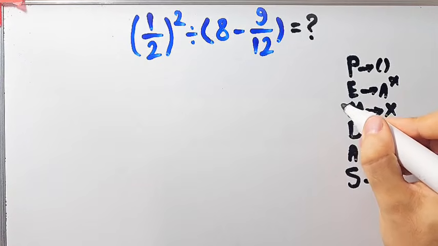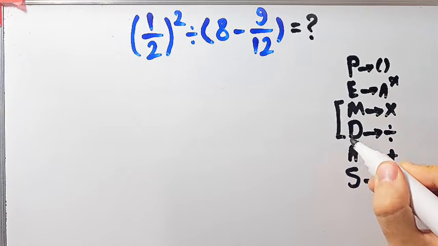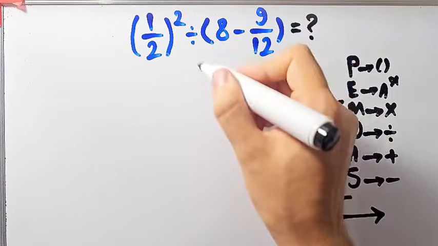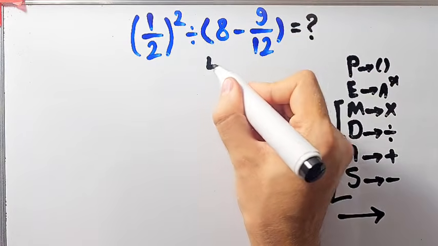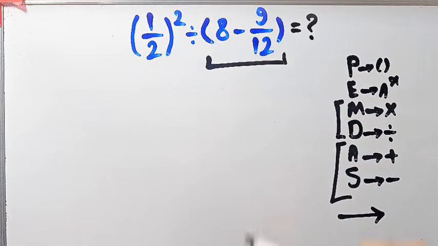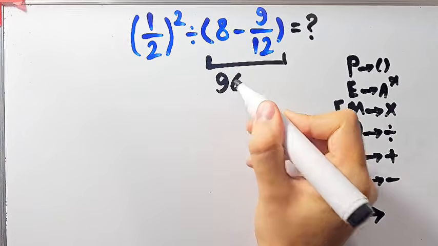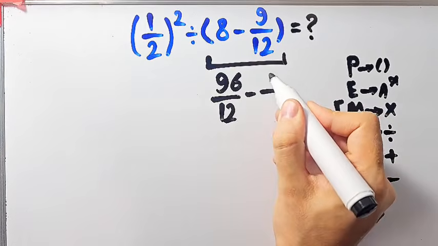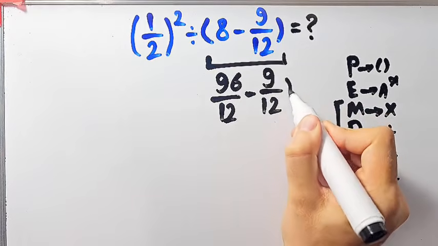As you know, multiplication and division have the same level of priority. Also, addition and subtraction have the same level of priority, and when we have both in an expression, we start from the left and simplify the question. According to the PEMDAS rule, first we simplify this parentheses. We have 8 minus 9 over 12. Since the denominator of this fraction is 12, we can write 8 as 96 over 12. Now we have 96 over 12 minus 9 over 12 inside this parentheses.